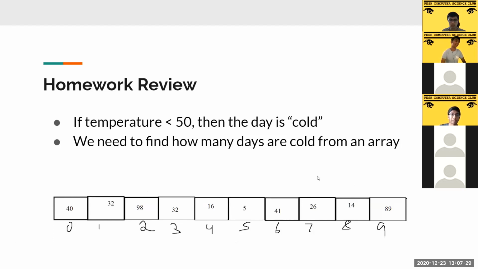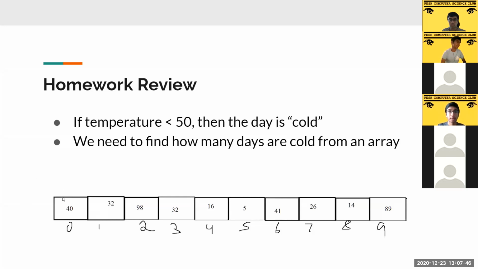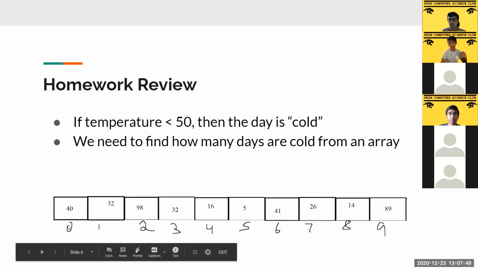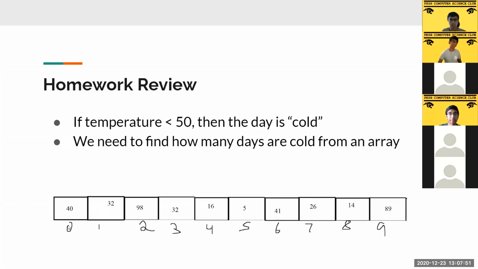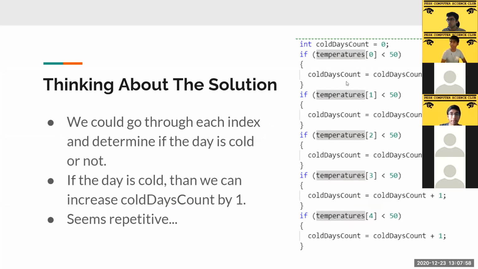As you noticed, when I was going through the problem, I had initially 0 cold days, right? And every time there was a cold day, I increased the amount of cold days by 1. I was counting up by 1 every time I found a cold day. And I was going through the array index by index. So what we could do is check every index and check if that day is cold. And if the day is cold, we can increase the amount of cold days we have by 1.